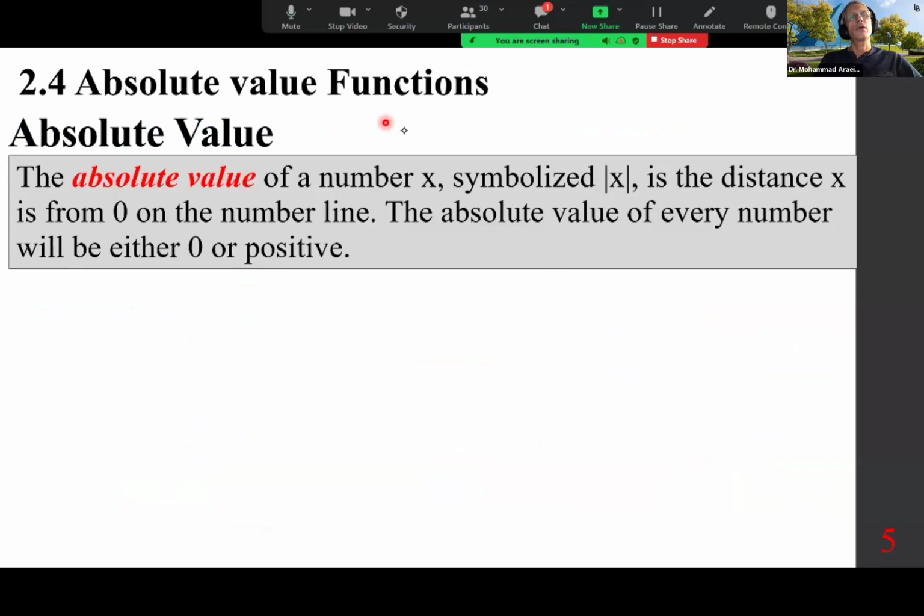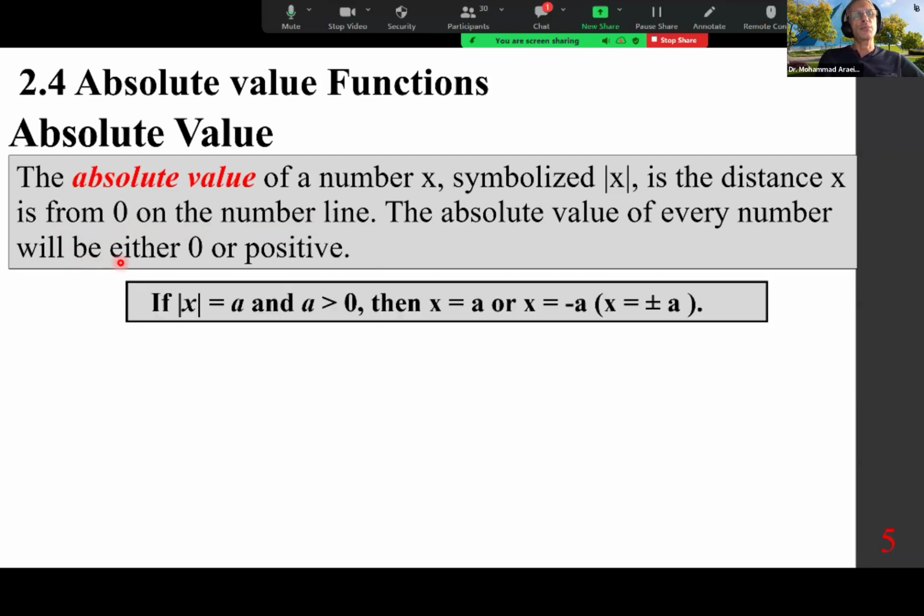2.4, absolute value function. Absolute value. The absolute value of a number x, symbolized by the absolute value of x, is the distance x is from 0 on the number line. The absolute value of every number will be either 0 or positive.